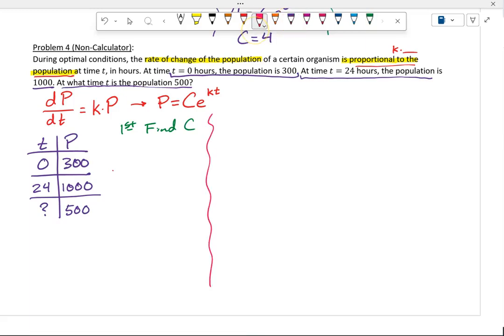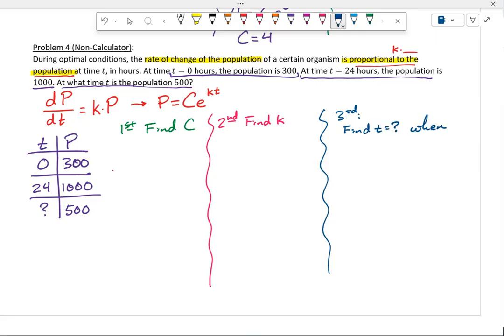Second is find your k. And then third, find t equals what when P equals 500. So those are your steps that you want to do. Please remember, it is non-calculator, so you should not have any decimals anywhere. You are going to have some natural logs happening there, so leave answers in terms of your natural logs and use that as you go forward. All right, so go ahead and try that, see what you can do. We'll check in a minute or so to do a couple of those steps.